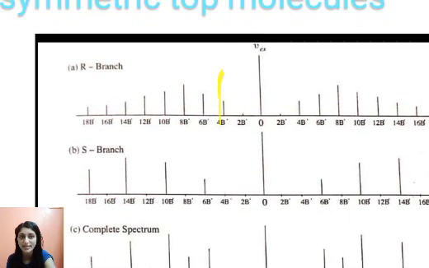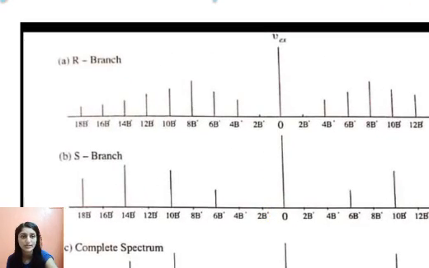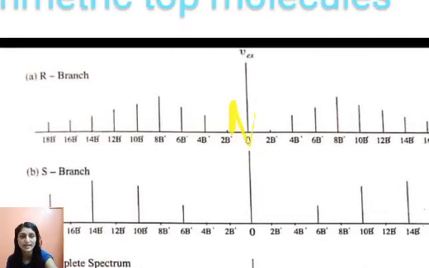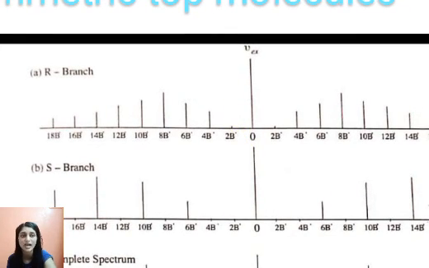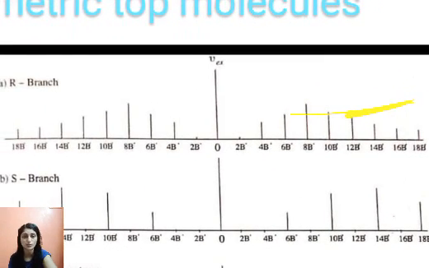The first line is at 4b dash, and all the remaining lines are at a distance of 2b dash. So here you can see 2b dash, 4b dash, 6b dash, 8b dash, these are the R branch lines. The lines which are towards the left side of the excitation line are S branch lines or Stokes lines, and the lines on the other side are anti-Stokes lines.